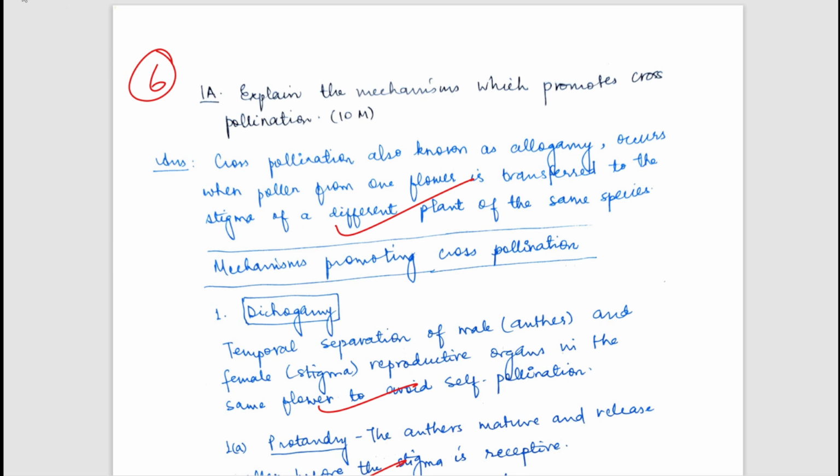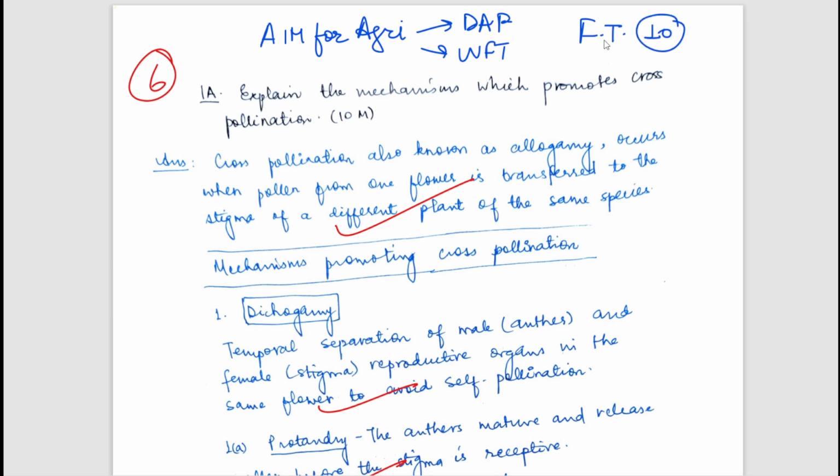So today we are going to discuss the next answer copy of our Aim for Agriculture series. As you all know, we are having the Aim for Agriculture series in which we have daily answer writing practice and weekly full tests. Today we are going to discuss full test number 10. We have already discussed full tests till number 9, and we have already discussed the daily answer writing practice till day 50.